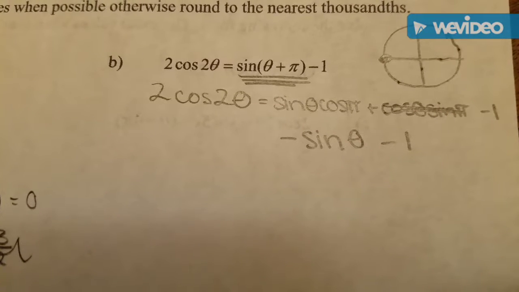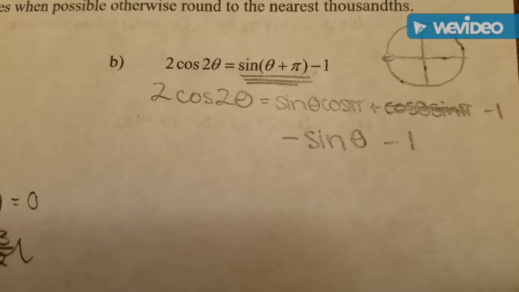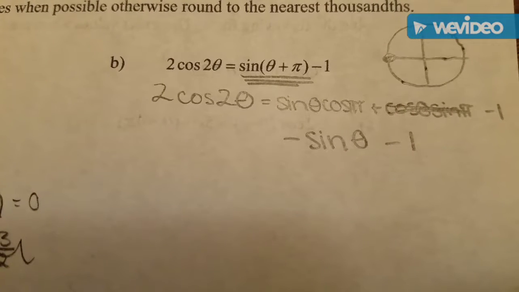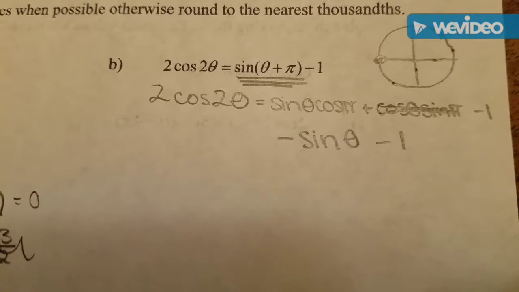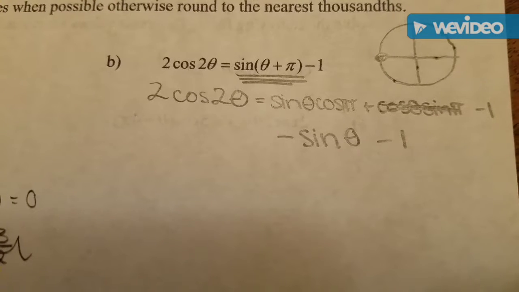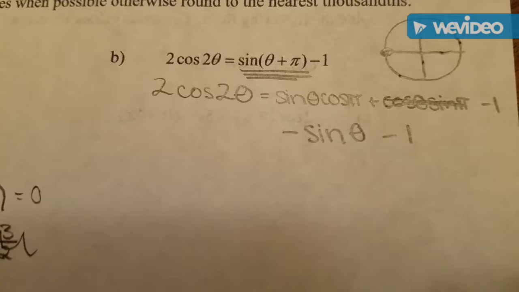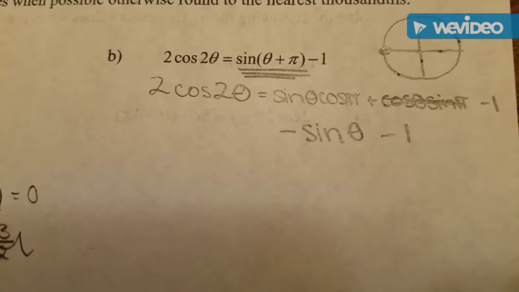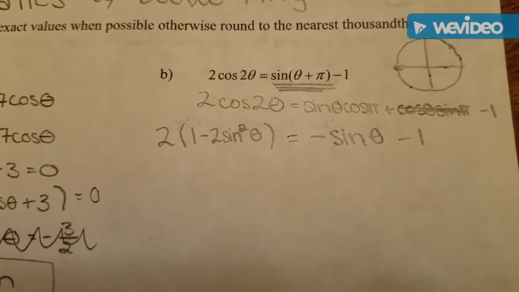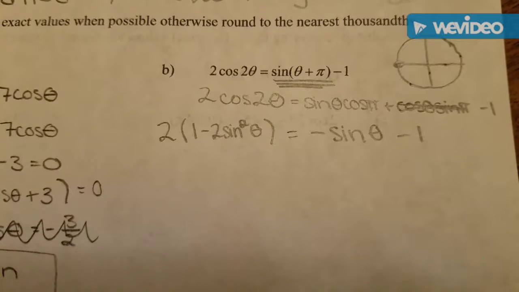So now that we have the right side simplified, we can figure out what we want to plug in for cosine of 2 theta. Since we have negative sine on the right, and we don't want to introduce another variable, we're going to want to plug in 1 minus 2 sine squared theta. So now our equation looks like this.